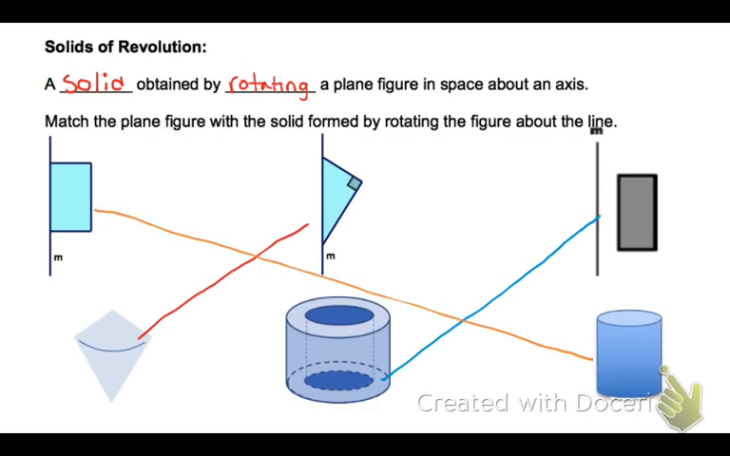I hope you guys understood all these notes. Today, as a refresher, we covered what a polyhedron is, the difference between prisms and pyramids, and we also discussed cross sections and solids of revolution.